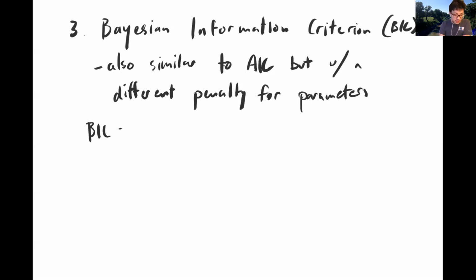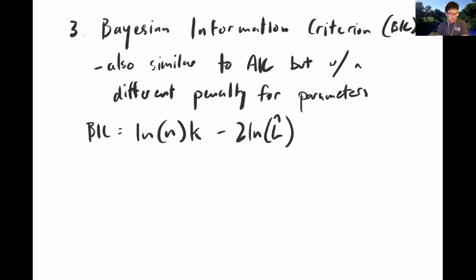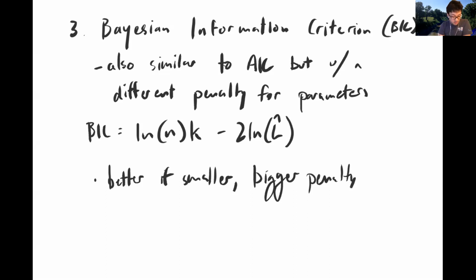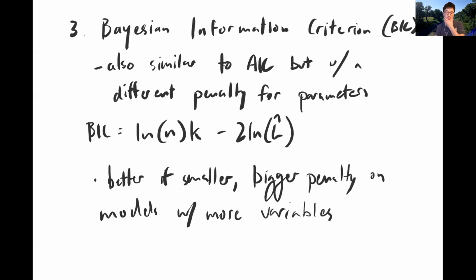Okay, so BIC is equal to ln n times k minus 2 ln L. So really quite similar. Again, better if smaller, bigger penalty on models with more variables. So notice the main difference is that the 2 in the AIC is replaced with ln of n, where n is the sample size.